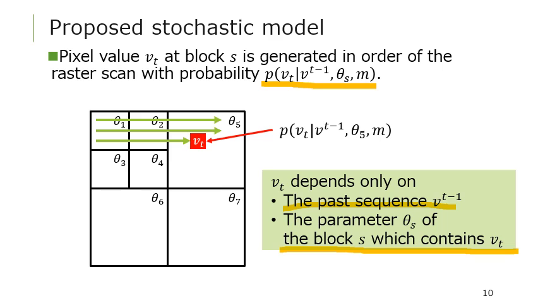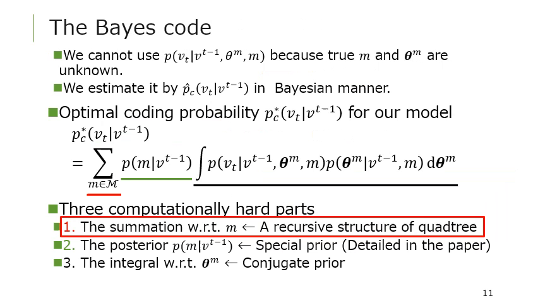In this example, Vt depends only on the past sequence Vt-1 and theta 5. This is the overview of our model. Then, we derive the optimal coding probability for our model for the second purpose of this study.